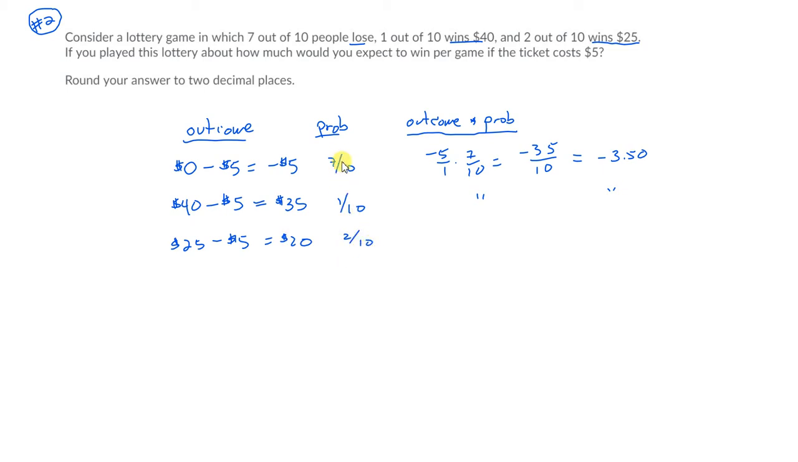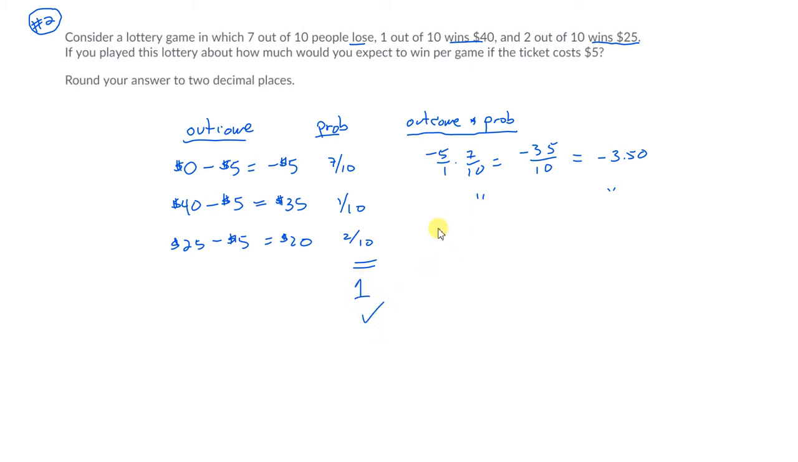Okay, notice that this adds up to 10 out of 10, which is 100%. You have to make sure your probabilities add up to 100%, otherwise you're missing one of the outcomes. Okay, 7 and 1 is 8, plus 2 is 10. 10 out of 10, your probabilities are adding up to 1, which they should. Okay, if they don't, then something's wrong.